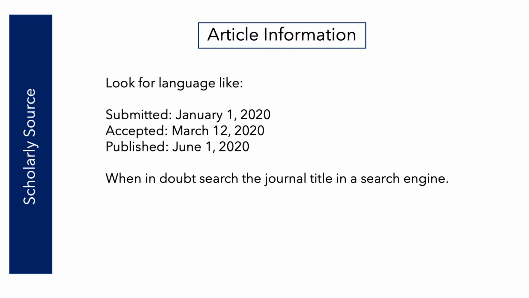Sometimes it is on the last page. Other times it is listed front and center after the abstract. This section verifies that the article was peer-reviewed because it lists the date the article was submitted, accepted, and published. If you're ever uncertain about a journal, I recommend looking up the title in a search engine. Peer-reviewed journals advertise that they are peer-reviewed on their websites because it boosts their credibility.